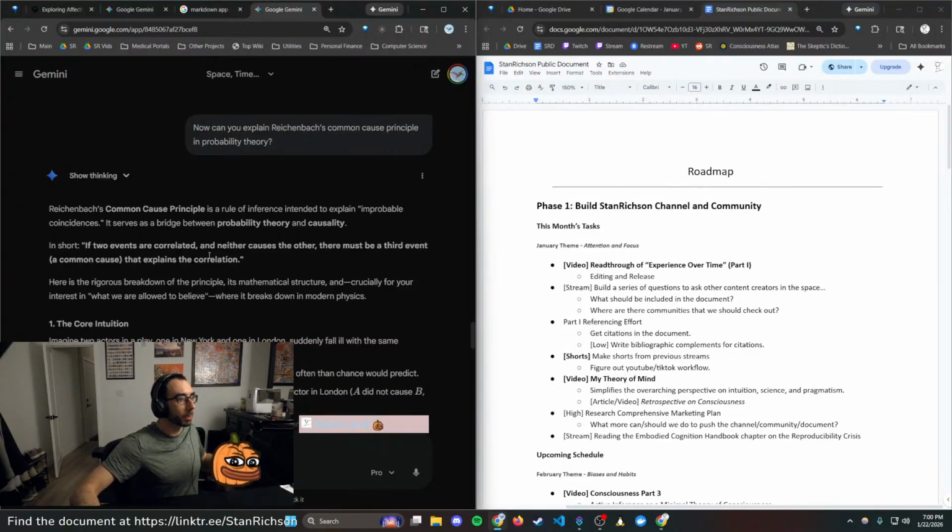The common cause principle is a rule of inference intended to explain improbable coincidences. It serves as a bridge between probability theory and causality. If two events are correlated and neither causes the other, there must be a third event that explains the correlation.